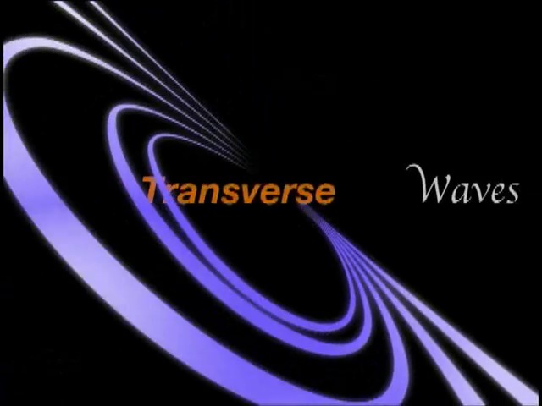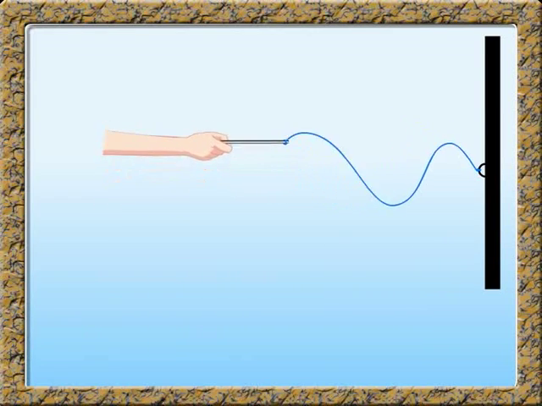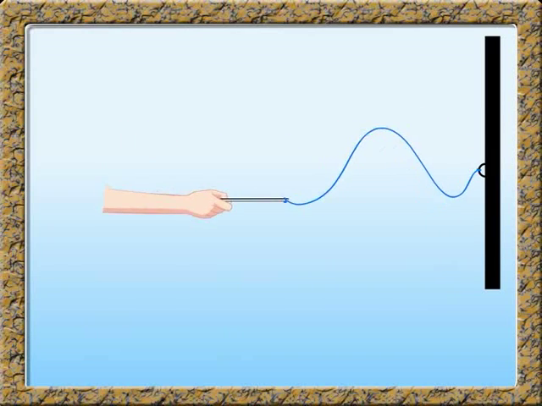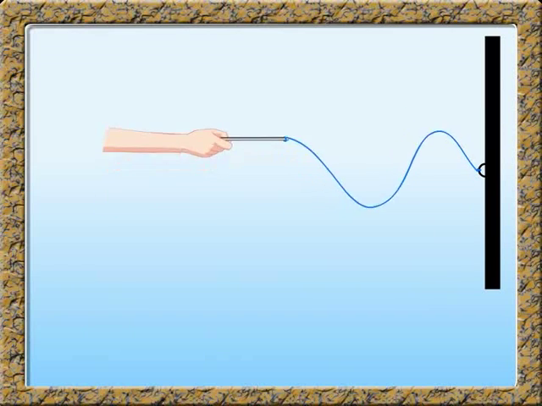Progressive waves are further classified into two types: 1. Transverse waves and 2. Longitudinal waves. Let us see how the transverse waves are formed in a rope. Let us first take a long rope and attach one end to a peg on a wall. Stretch it and set it to oscillate up and down at the free end.